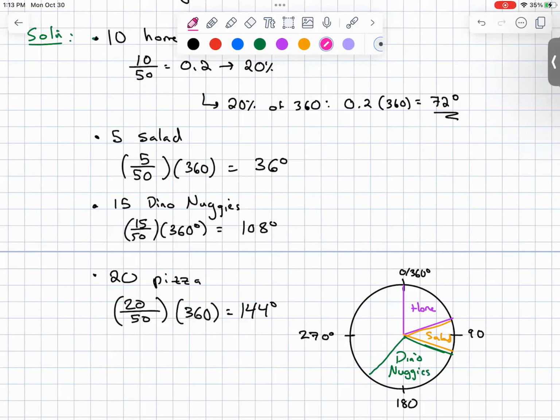And then the last pie slice is pizza. And these are just rough estimates because we're hand drawing it, so we don't need to be super accurate, but that's kind of what it would look like. There's 144 degrees in that pizza slice. It's probably not 100% accurate if you were to bust out a protractor.